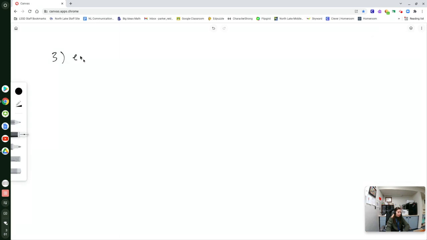Question 3 says evaluate 20 minus x squared when x equals 3. So it's basically saying, hey, tell me what this expression equals if x is actually the number 3. So first I'm going to replace x with 3. So instead of x squared, I wrote 3 squared.